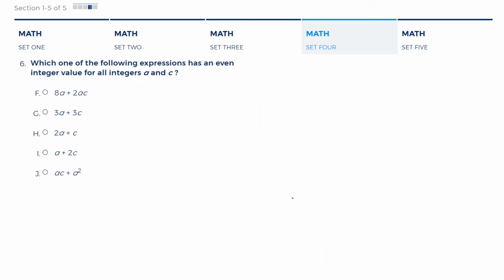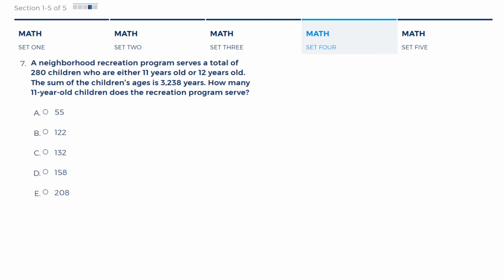Which of the following expressions has an even integer value for all values of A and C? What we have to look for is even multipliers, and that's F, because this is odd, C is odd, both odd, right? So it's only F. F only works.